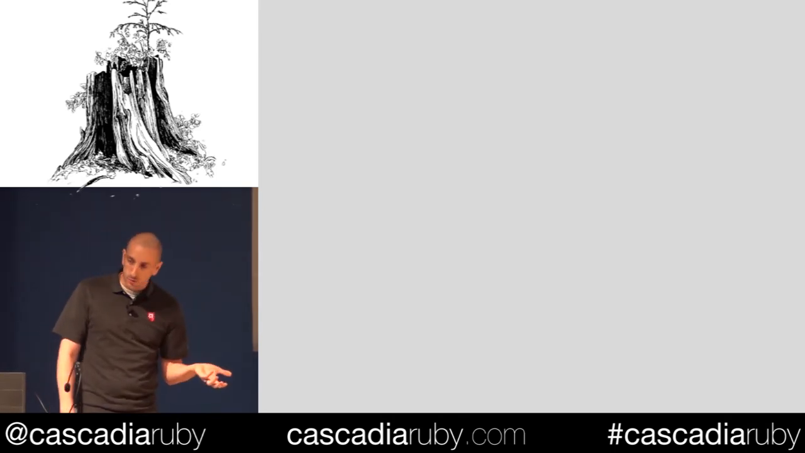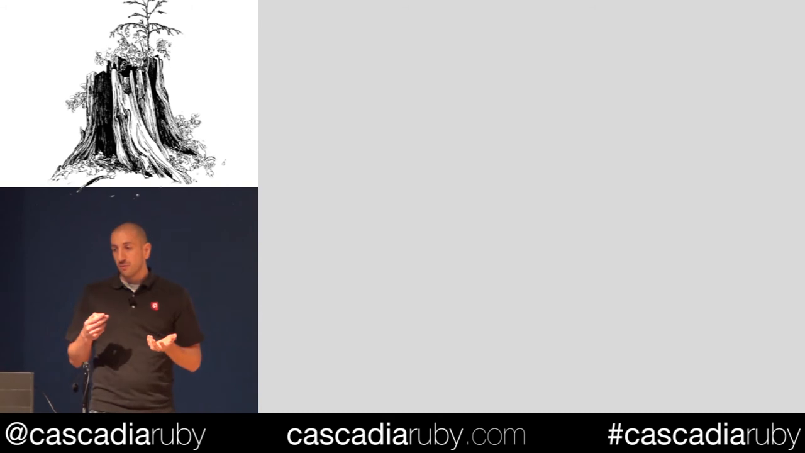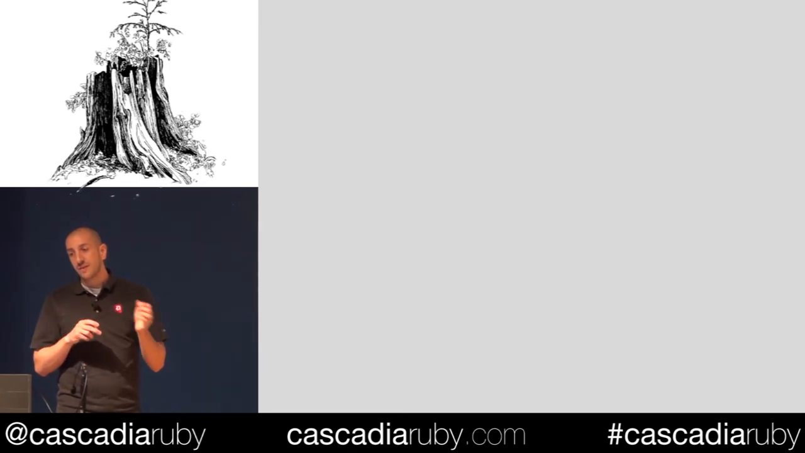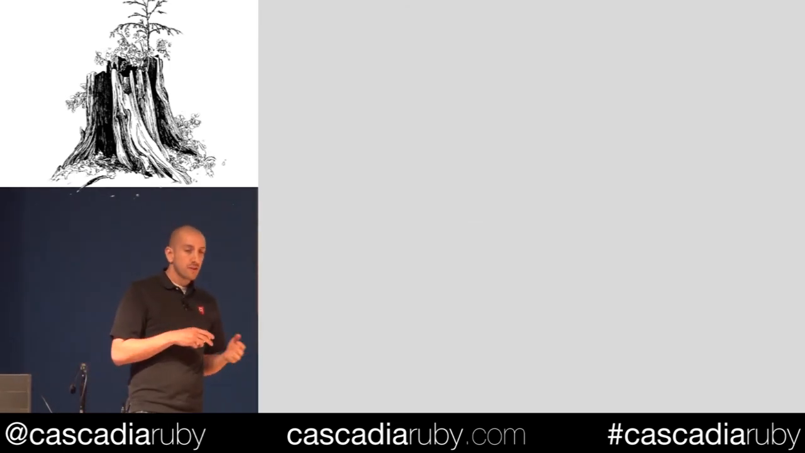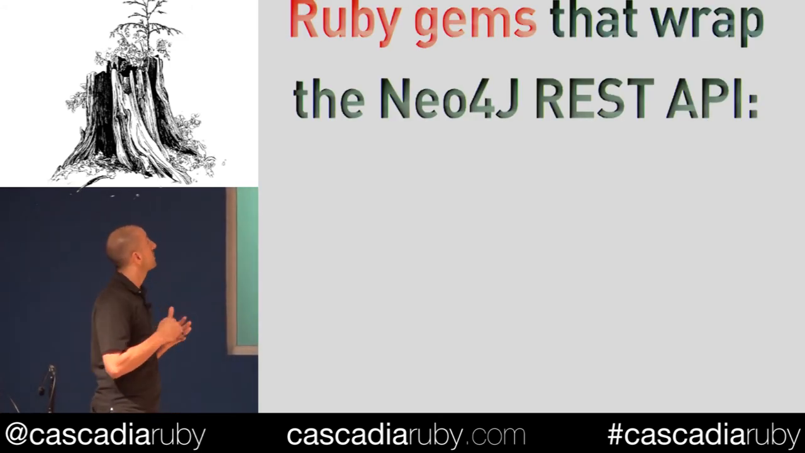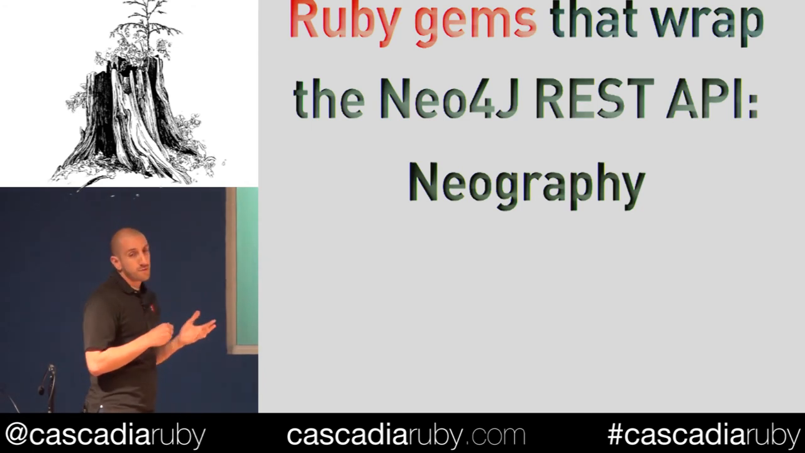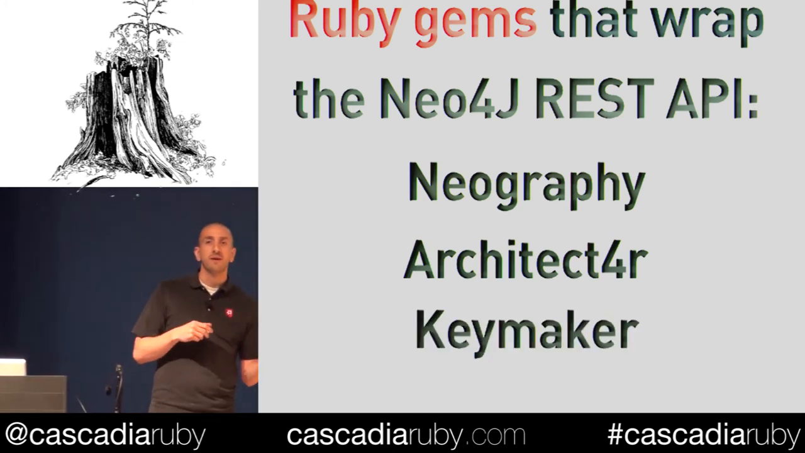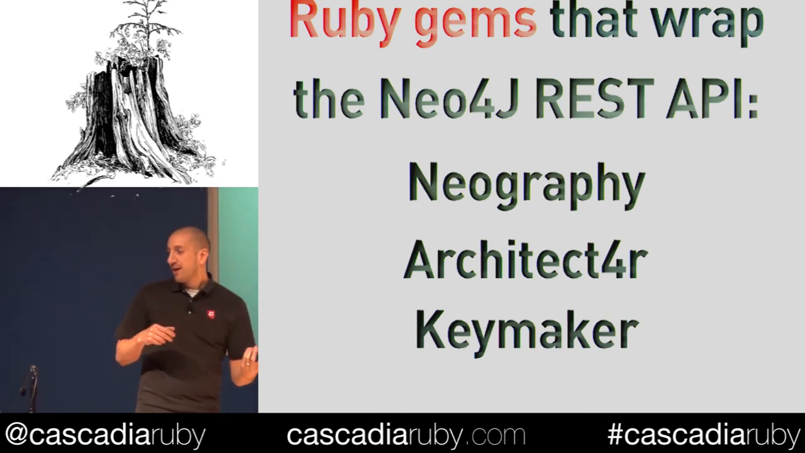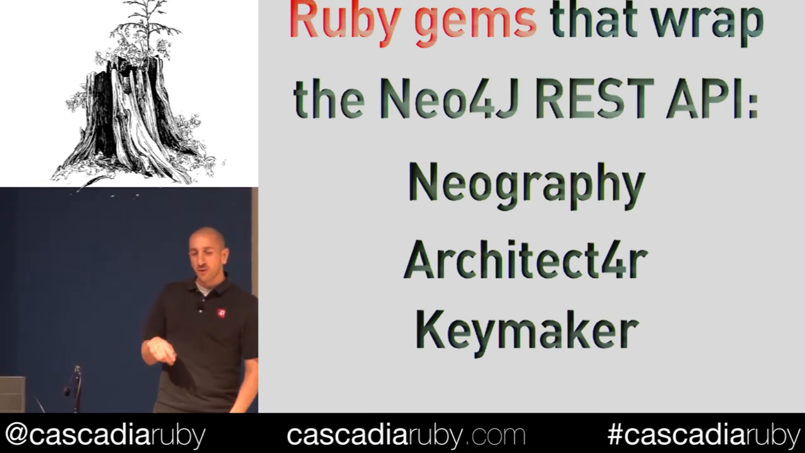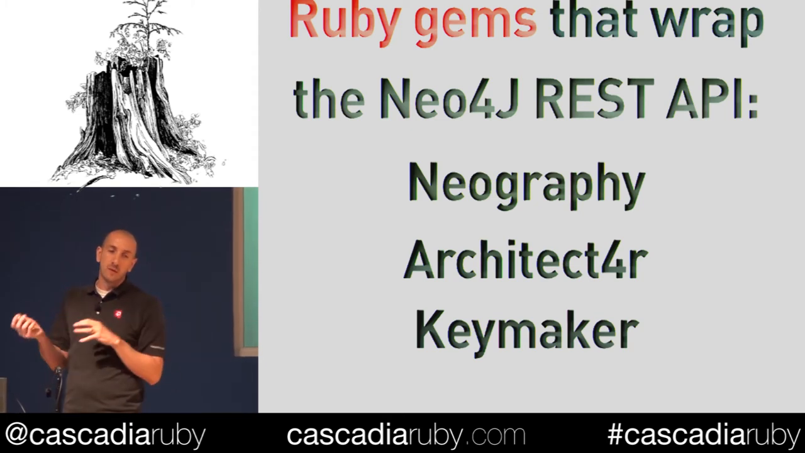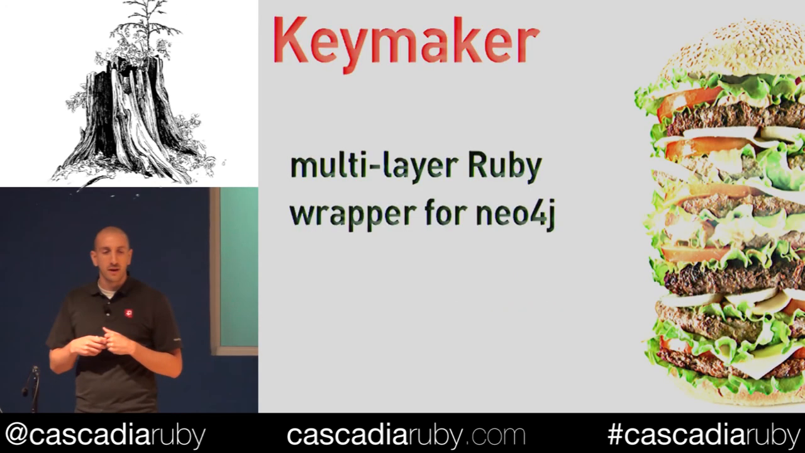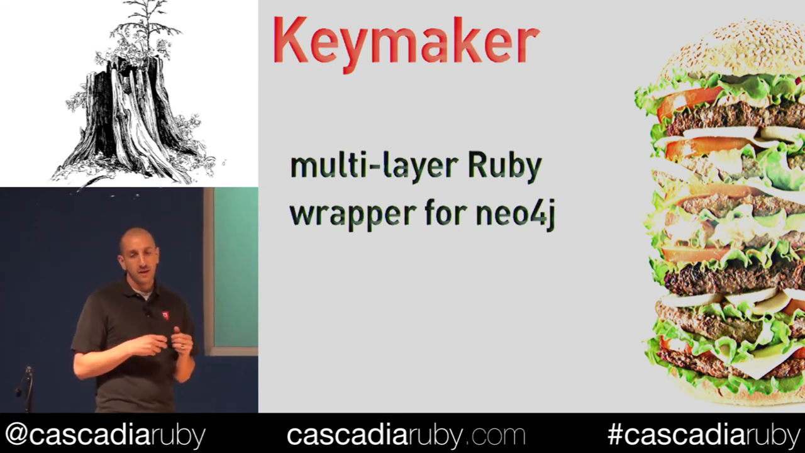So if you're not using JRuby, which, in my experience, I haven't been able to use on a project yet, then the REST API is what you want to use. You want to hit the REST API, and there's a handful of Ruby gems that wrap it. The first one we started with was Neography, which is a very thin wrapper. There's another one called Architect4R, and then of course my favorite one is called KeyMaker, mostly because I wrote it. It's actually still a work in progress, in its infant state. We extracted it from the project I was telling you about, and KeyMaker aims to be a multi-layer Ruby wrapper for Neo4j and Hamburger.